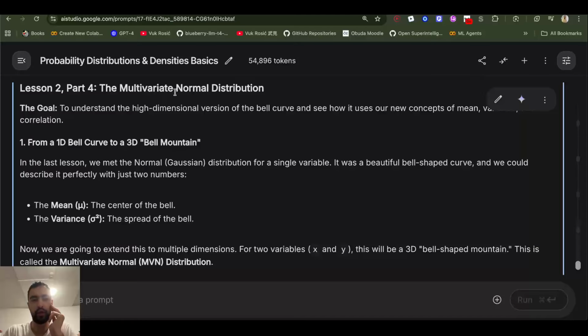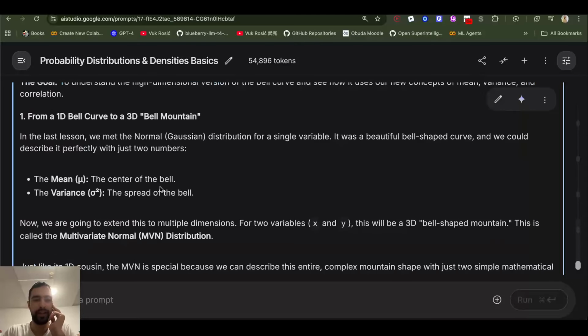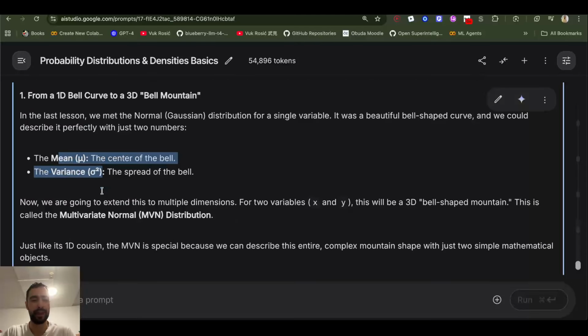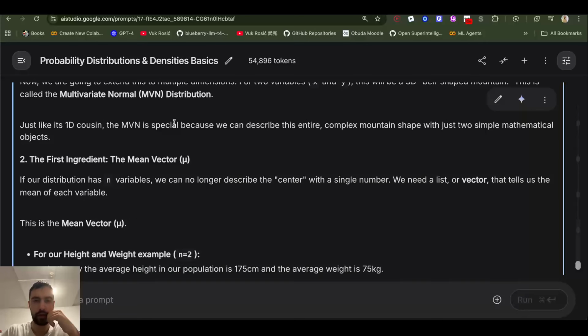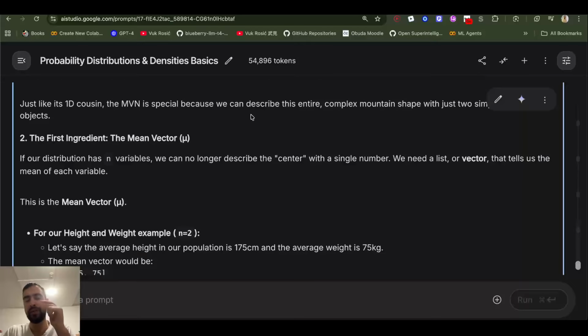We know that the normal distribution, the 2D one, has a mean and variance. We talked about that in the first video. If our bell curve has multiple dimensions, we can no longer describe the mean with just one number. We need a vector of numbers, where each number in the vector tells us the mean of that variable, of that dimension. Like where the mean is on x, where the mean is on y, on z.